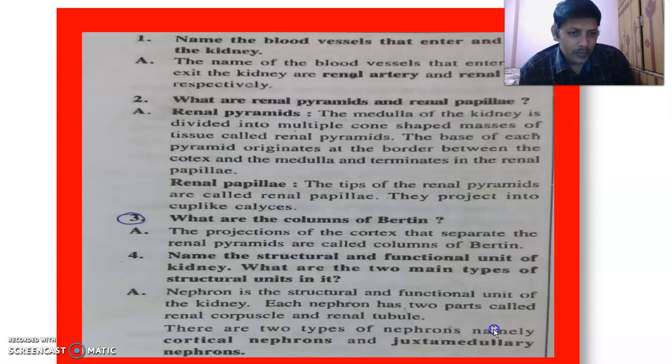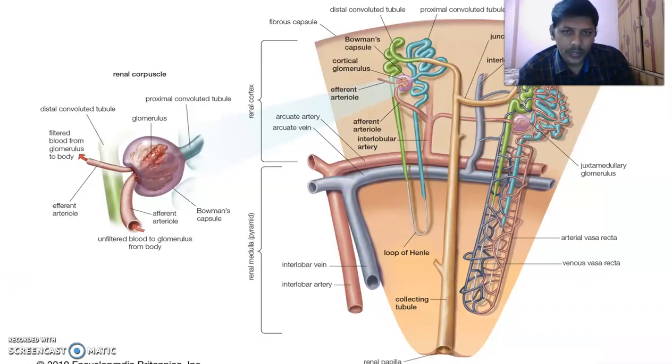There are two types of nephrons, namely, what are they? Cortical nephron. Look at this one. This is called cortical nephron. What is this one? Juxtamedullary nephron. What are the two types of nephrons? Cortical nephrons and juxtamedullary nephrons.